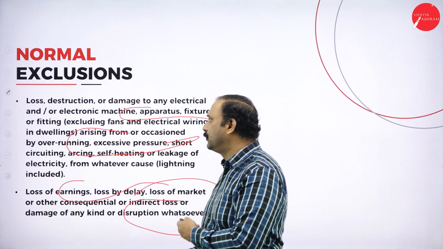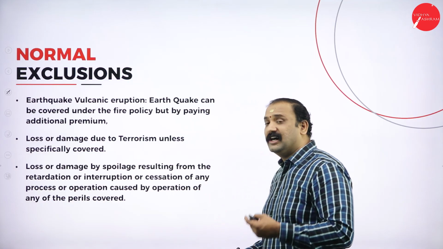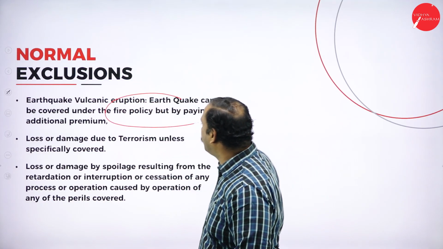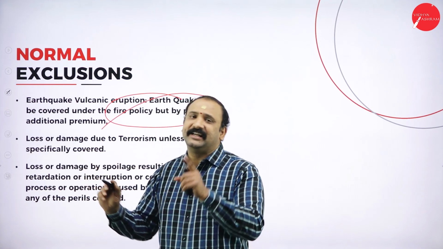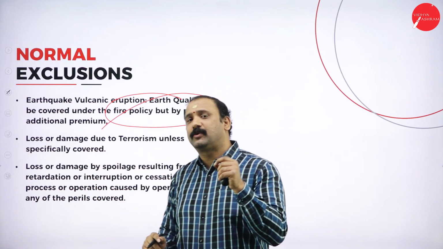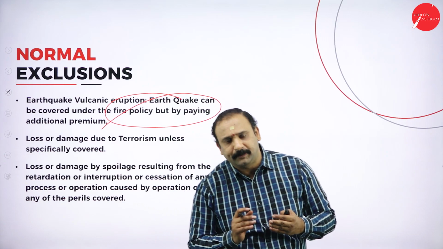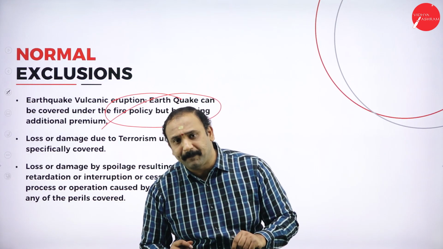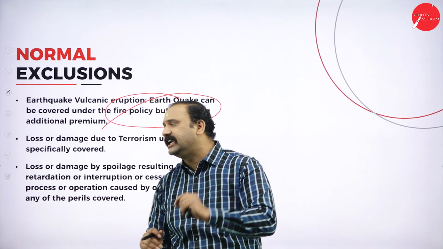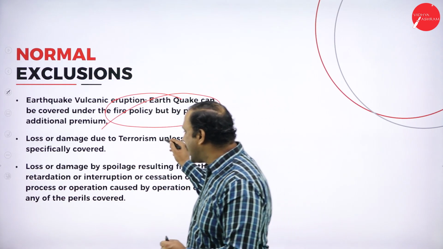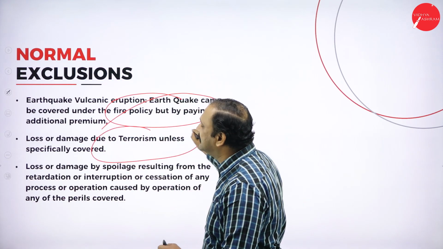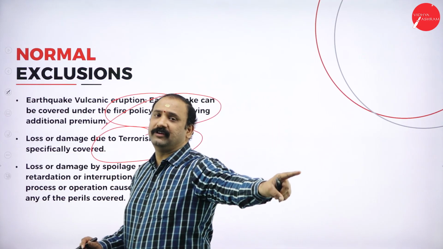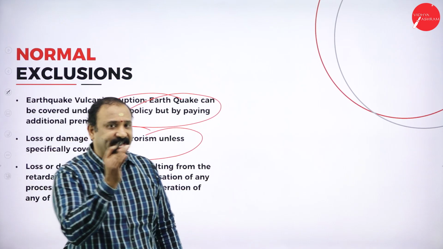understand what is included and what is excluded. Now, moving further, earthquake and volcanic eruption are covered under the fire policy, but by paying additional premium. Earthquake and all these factors will not be given as part of the general package. You have to pay an extra premium, then it gets included. Now, loss or damage due to terrorism, unless and until specifically covered. Terrorism is not a part of the fire policy. Suppose there is a terrorist attack.